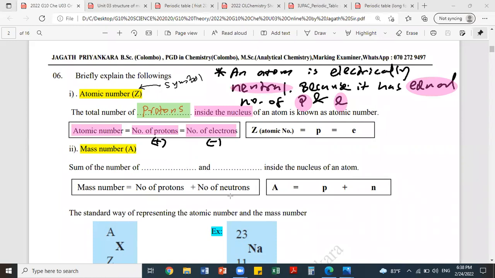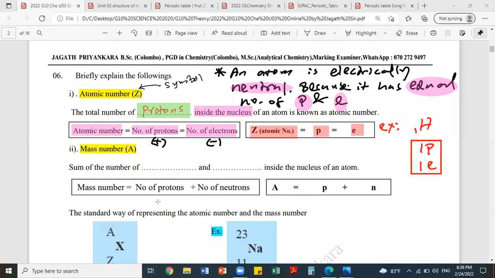If you write this using symbols, atomic number, what is the symbol? Protons P, electrons E. I'll give one example. Look at the screen, everyone. Hydrogen atom, atomic number 1. That means it has one proton and one electron. Therefore, it is electrically neutral.